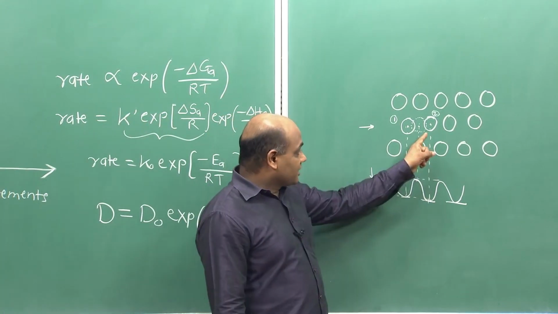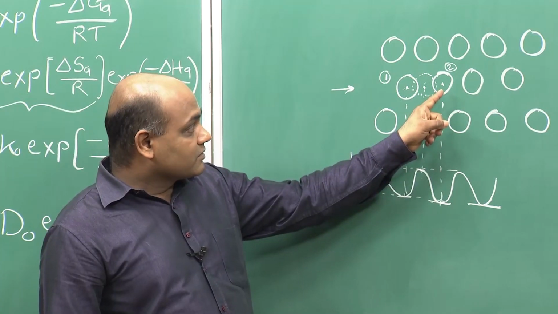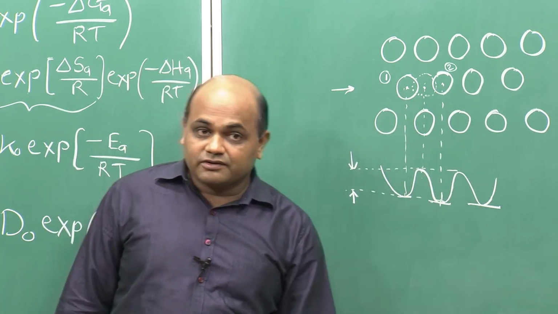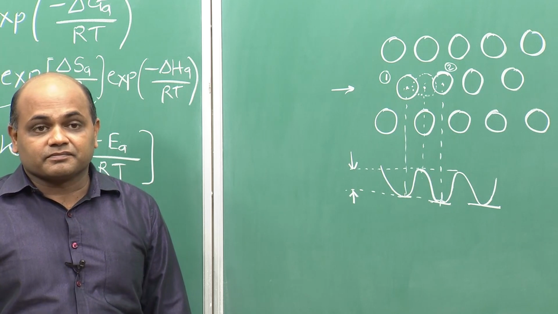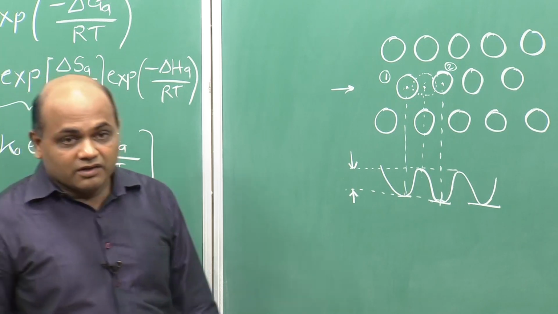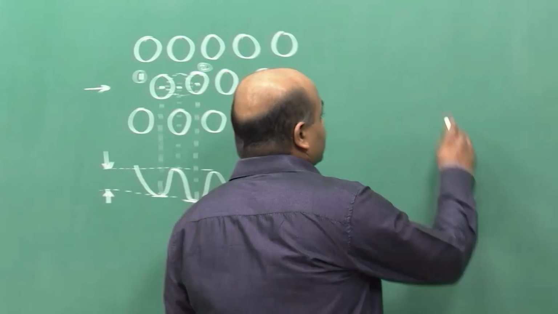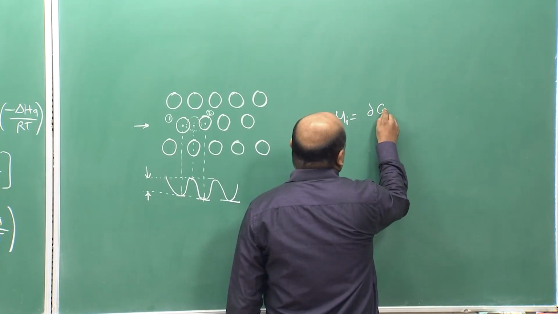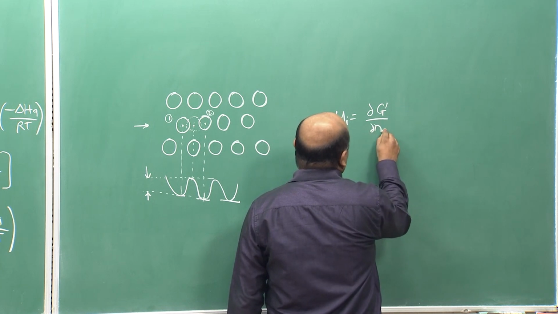But what if the chemical potential on site 2 is lesser than that on site 1? Right. So, what is the chemical potential? Chemical potential we defined as mu i is equal to dou G prime by dou N i.